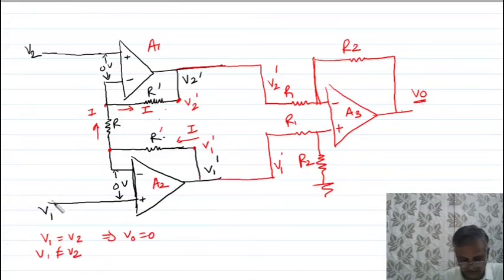At that time I have taken this voltage to be more than this voltage, so current will flow like this. That's why I have taken the current in this way. Here V1 is not V2, but the assumption I am telling you is that this voltage is more than this voltage, so current will flow like this. That's why I have taken current in this way. Now, let us find out the VO.